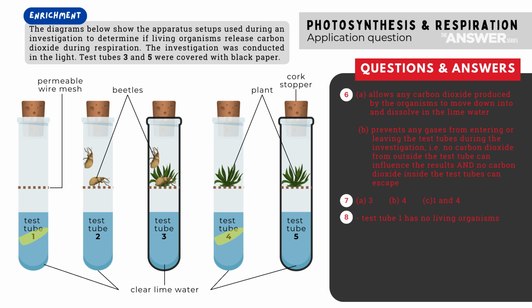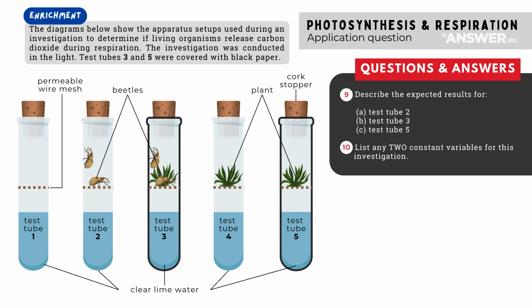So in the case of test tube 1, we said that there are no living organisms present, no respiration is therefore going to occur, no carbon dioxide will be released, and for that reason, the clear lime water stays clear. In the case of test tube 4, there is a green plant present, but it is exposed to light, which means that the plant will be performing mainly photosynthesis, and therefore the carbon dioxide in that test tube will not be released, but rather absorbed and used by the plant. So that's why the clear lime water will stay clear in that instance as well.